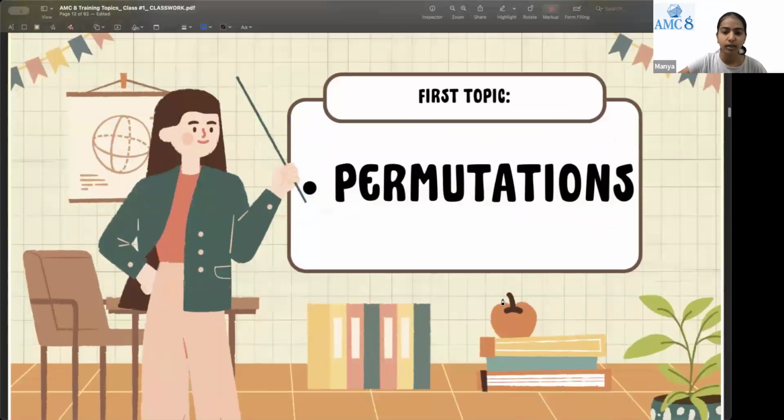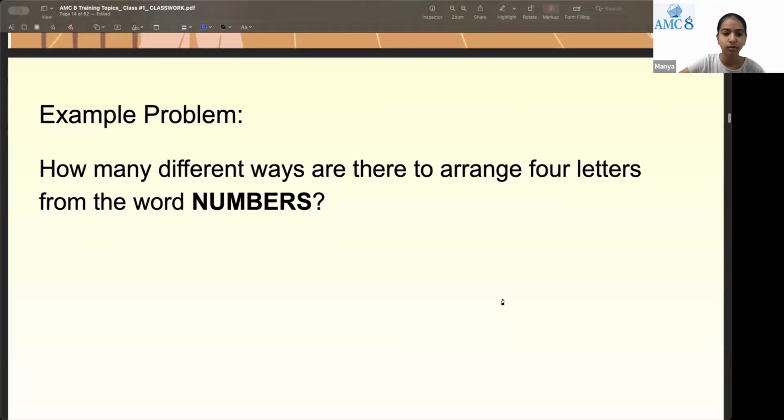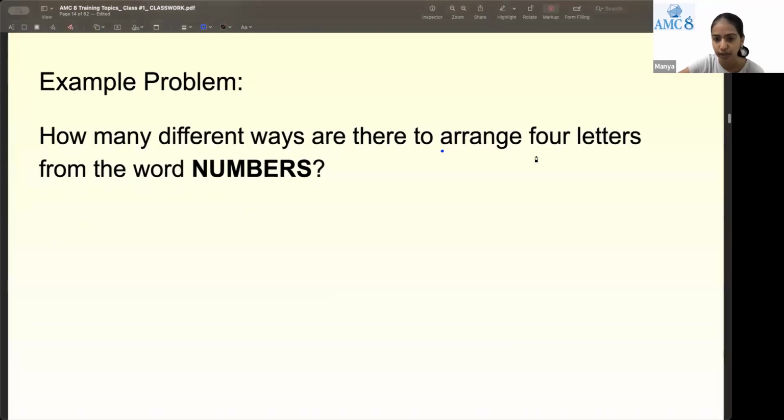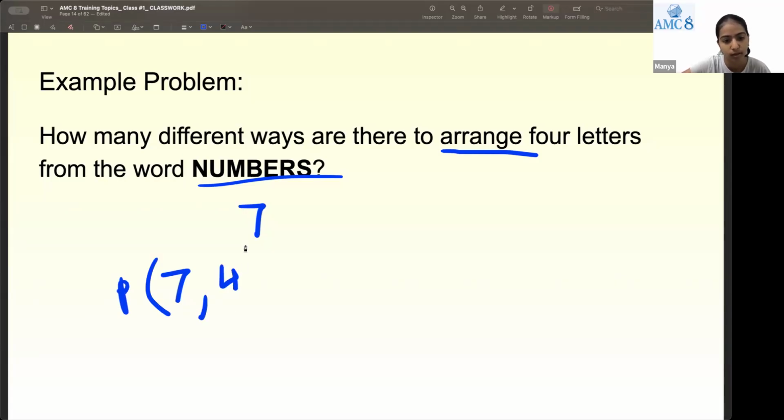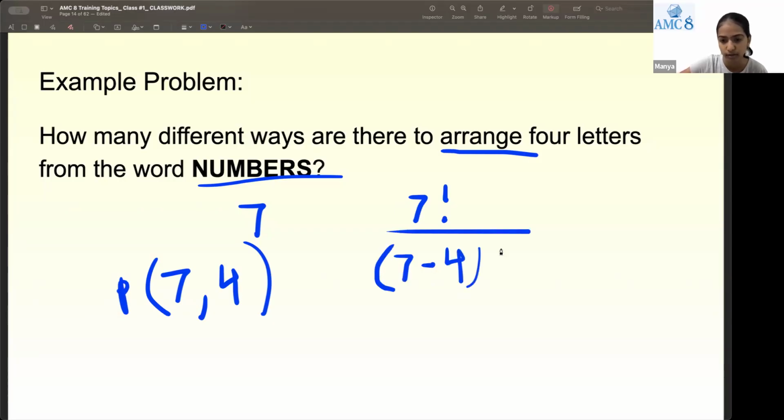So, another problem in permutations would be: how many different ways are there to arrange 4 letters from the word numbers? In numbers, there are 7 letters here. So we would do 7 permutation 4. That would be 7 factorial divided by 7 minus 4 factorial.